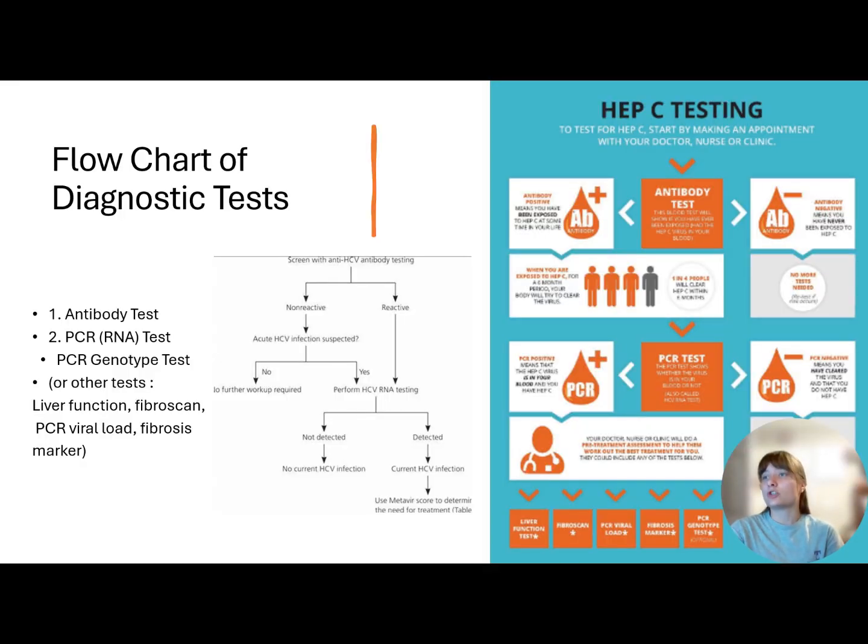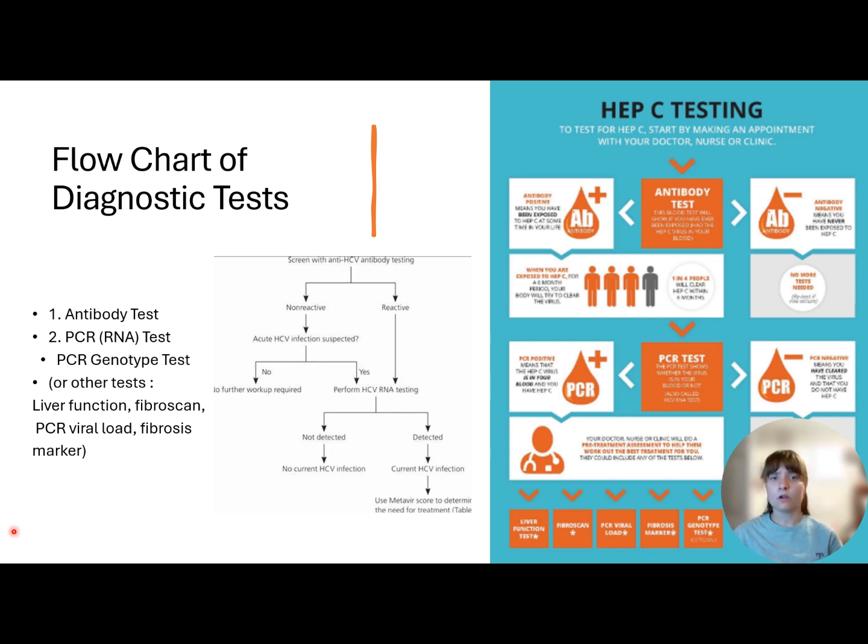And this is just a quick chart of diagnostic tests. So you'll see right here that it starts off with the antibody test. This just tests your blood, says if you have ever been exposed, even if it's not currently present, it's just if you have ever had it. And if that's positive, then they will do a PCR test saying if the virus is in your blood or not.